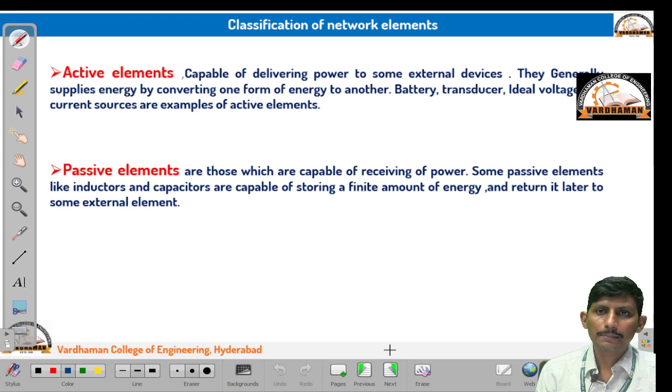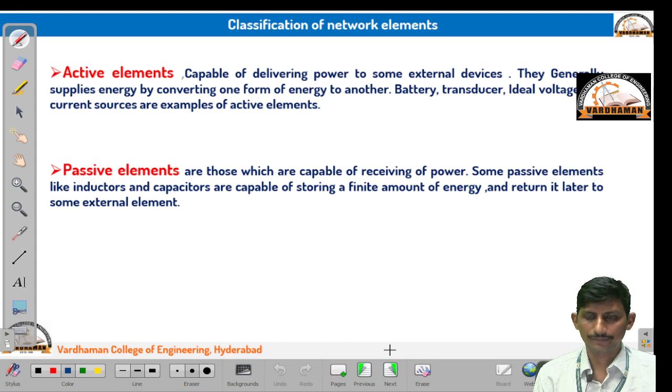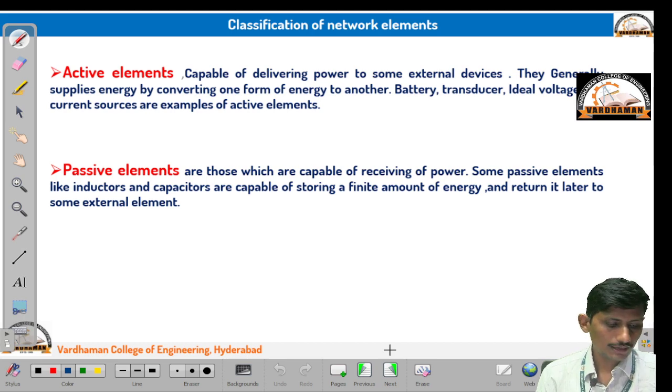The next category is passive elements. Passive elements are those which are capable of absorbing power or receiving power. Some passive elements, inductors and capacitors, can store energy and deliver it back when necessary, or they can release the stored energy. However, they are storing in the same form of energy, that is electrical, either electrostatic or electromagnetic. They are not converting the form of energy. So, these elements are passive elements.